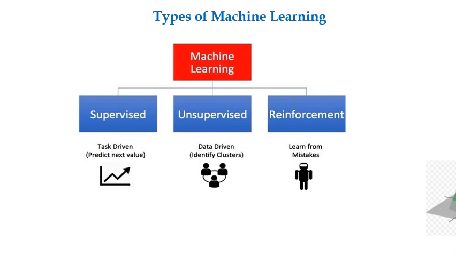Here, this slide shows different types of machine learning. In general, we can categorize machine learning algorithms into three different categories. The first one is the supervised machine learning algorithm. This is task driven. It predicts the next value. For example, linear regression is a kind of supervised machine learning algorithm. The next type is the unsupervised machine learning algorithm. Here, this is a data-driven technique. It identifies clusters. I mean, it forms clusters from the data. The third type is reinforcement learning, where this kind of learning algorithm tries to learn from the mistakes it makes.